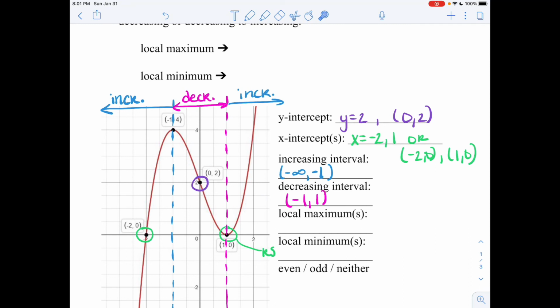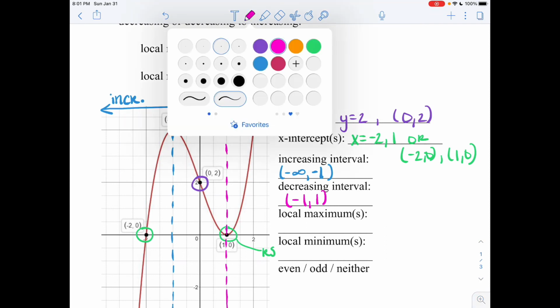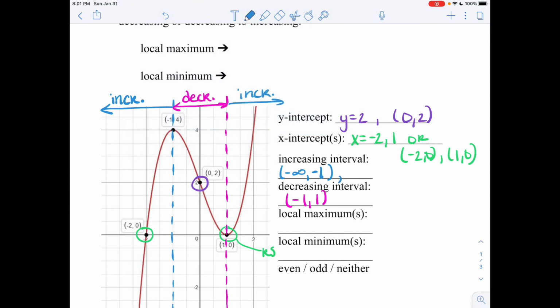Next, as I continue reading from left to right, now I'm starting at 1 and headed towards infinity in the x direction, and I notice that my graph is continuing to head up. It is increasing. So this is another increasing interval. It starts at 1 or just to the right of 1, and it goes on forever to infinity. So that is increasing and decreasing intervals.